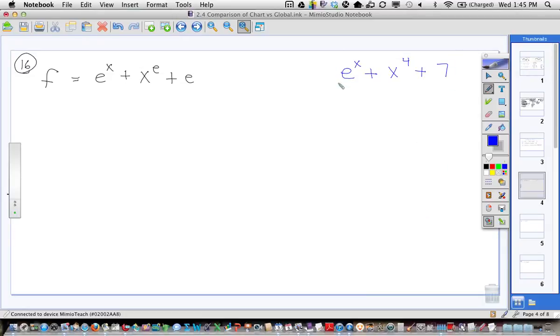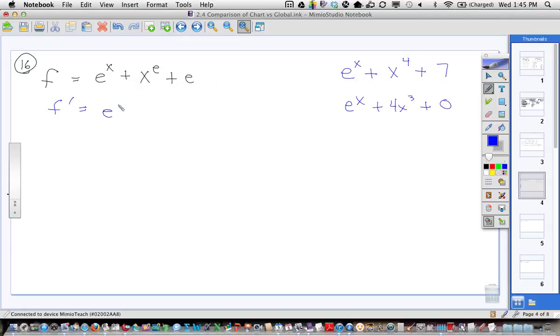Let's just do it real quick. What's the derivative of e to the x? E to the x. Derivative of x to the fourth? 4x cubed. Derivative of 7 is 0, a constant. Well, I would say to you that this is exactly the same thing.